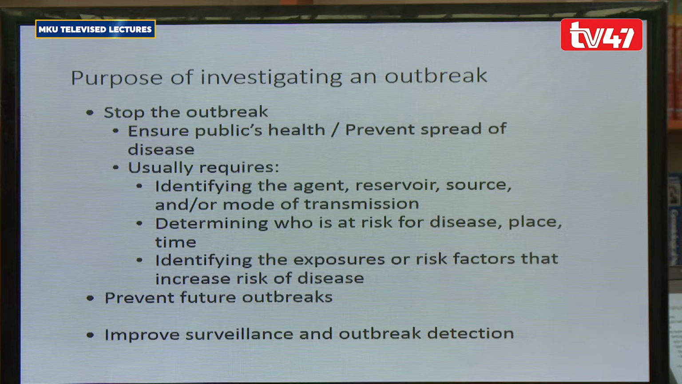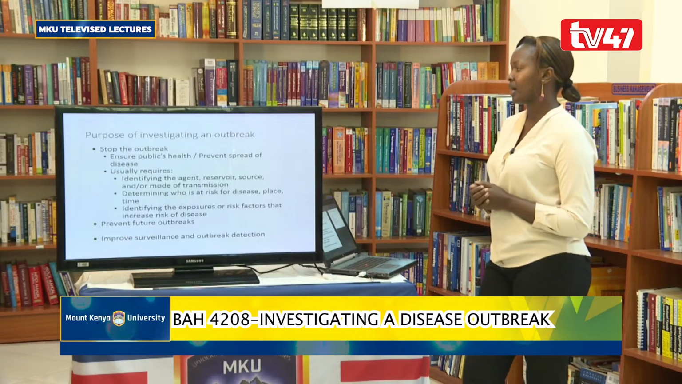Purpose of investigating a disease outbreak. The main aim is to stop the outbreak, and to do this you need to ensure public health. It ensures that the public is in good health, to prevent the spread of the disease, and it requires identification of the agent. Is it a virus? Is it a bacteria? Is it a fungus? It identifies the reservoirs, the sources, and the modes of transmission. It also helps to determine who is at risk.